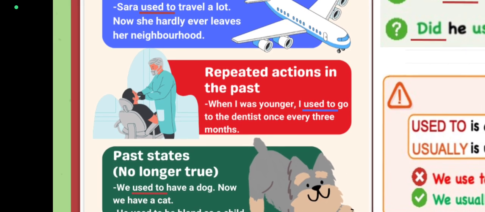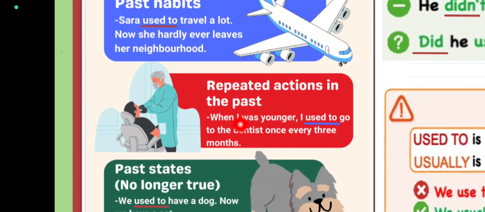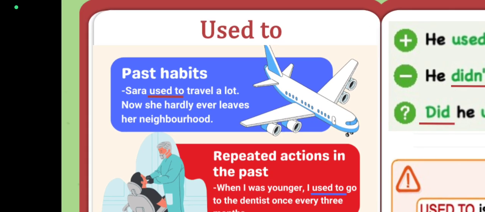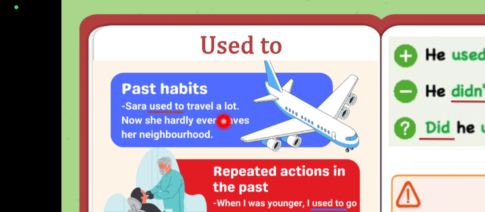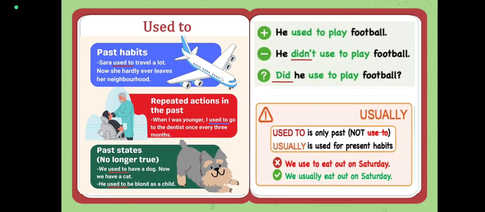Here we have repeated actions. I used to go to the dentist. This was a repeated action when I was younger. And she used to travel a lot, so she hardly travels now. She hardly ever leaves the neighborhood. Do you have any questions? No, teacher. Oh, great. This is a really easy topic.